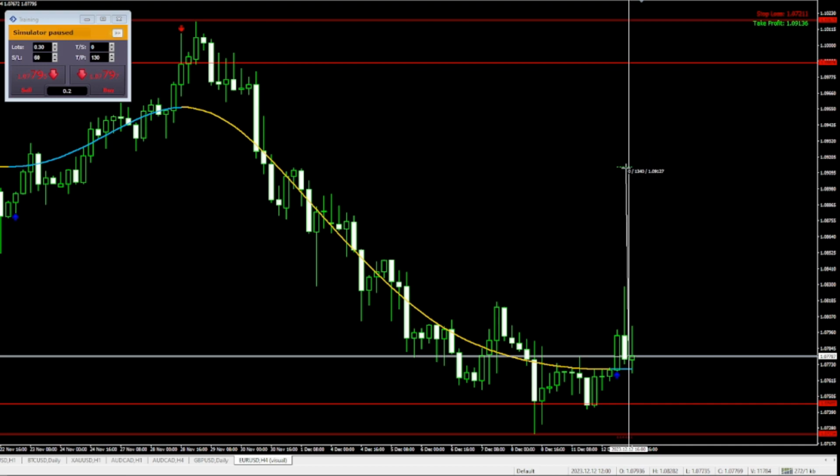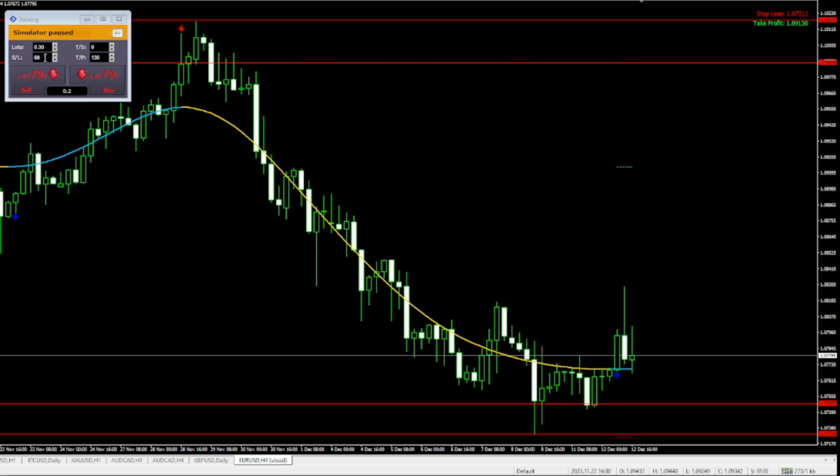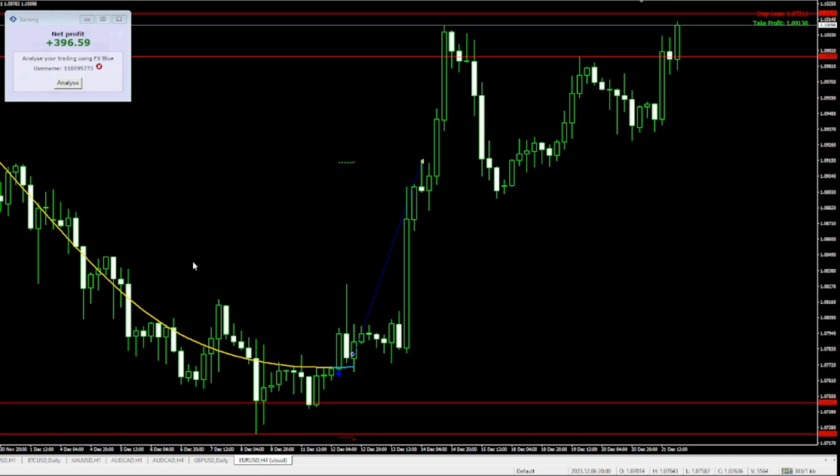And for the buy trade, I will place my stop loss and take profit according to the levels provided by the indicator and let the trade run its course. Of course, once the trade is running in a profit, you can always move your stop loss to break even, turning it into a risk-free trade. Next, let's explore another trading example.